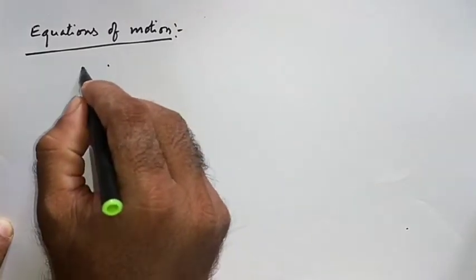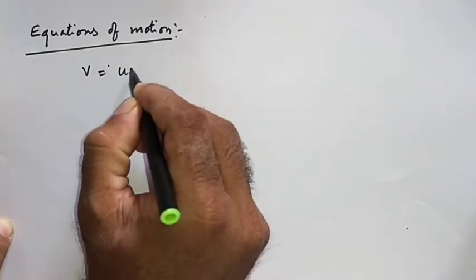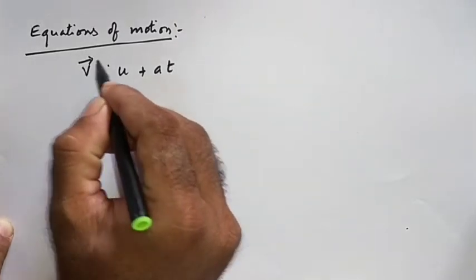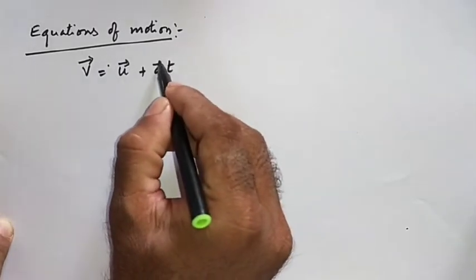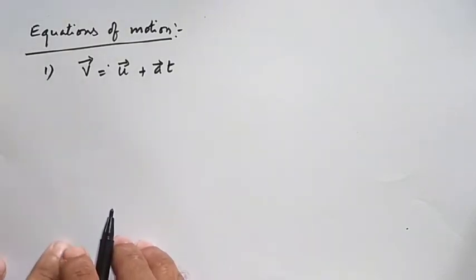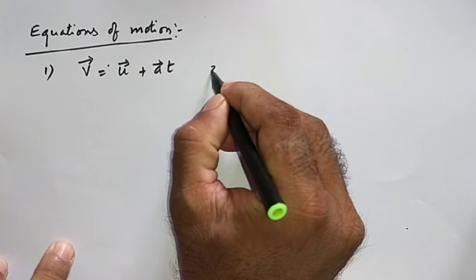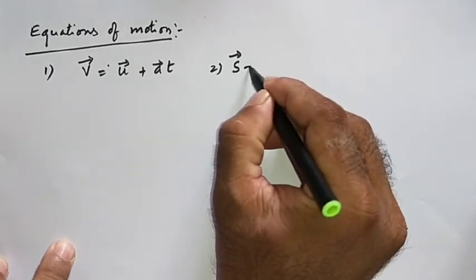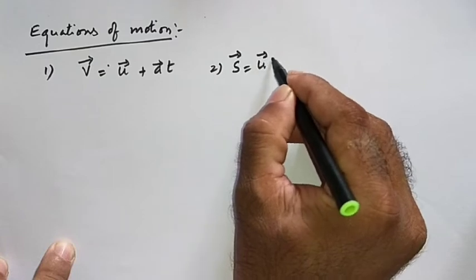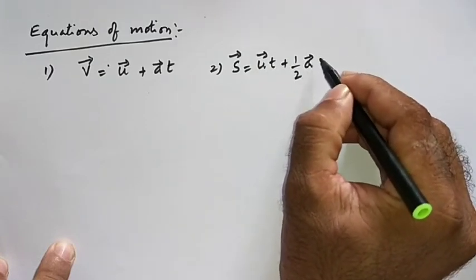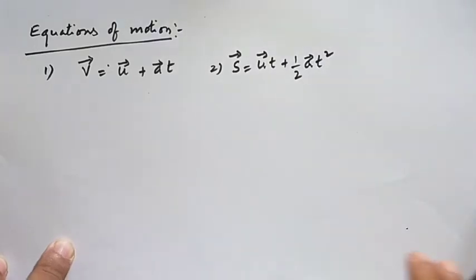First one is V is equal to U plus A into T. This is called the first equation of motion. Similarly, the second equation is S is equal to U into T plus half A into T square. This is called the second equation of motion.